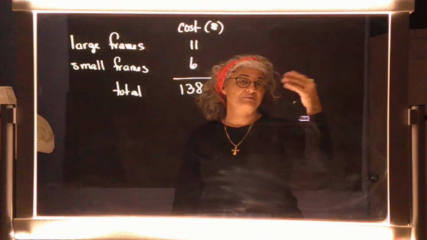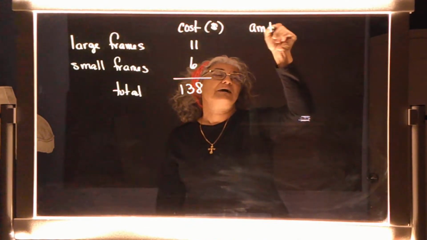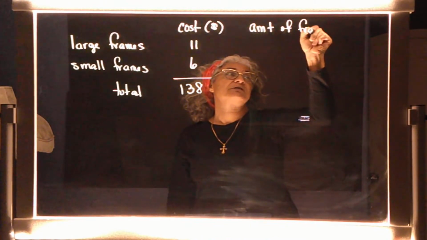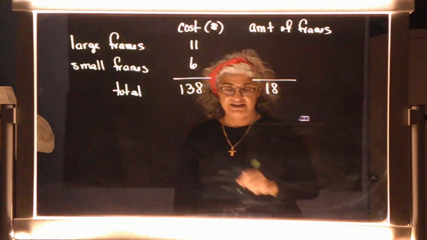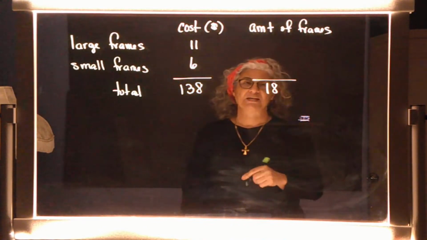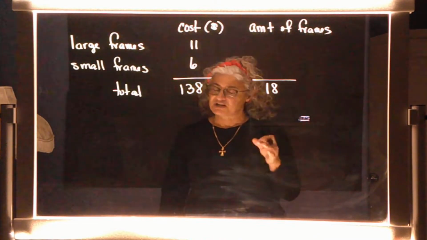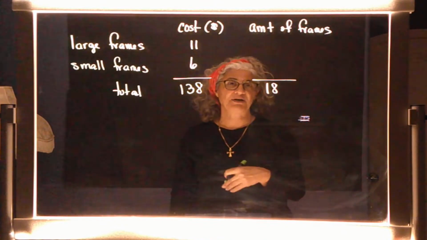Well, looks like I need to make myself a new column, and I'm going to call it the amount of frames. And all I know right now is that the total is 18 of them. Good? Okay. Anything else in that part? So pick it up from that comma. Find how many frames of each type she bought.